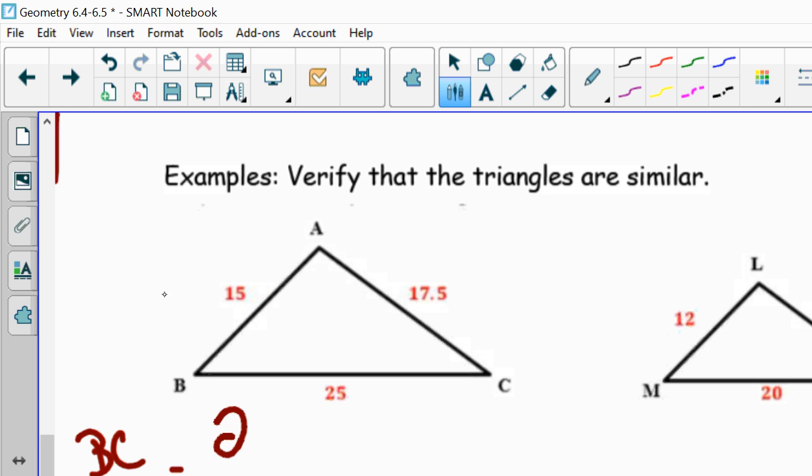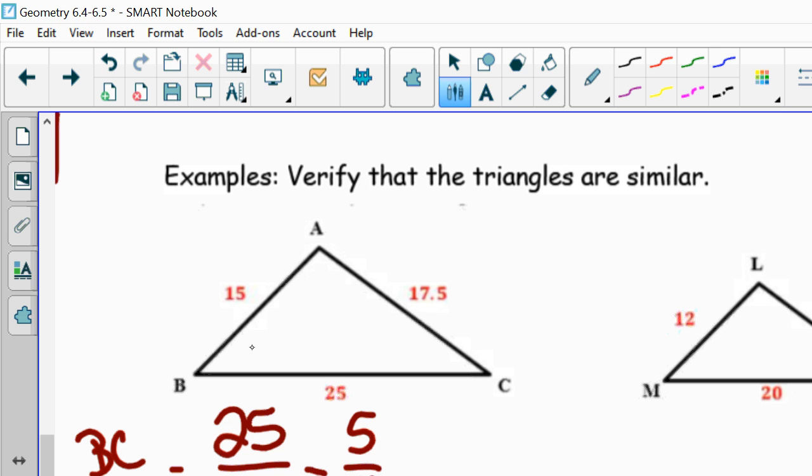So BC is 25, MN is 20. Biggest number that they both have in common is 5, so this becomes 5 over 4. So as long as I get the same ratio, scale factor, on the other two sides, then I can say that they are similar.